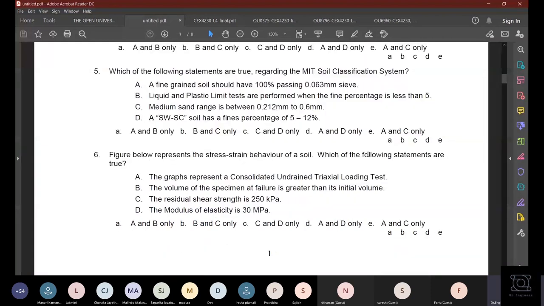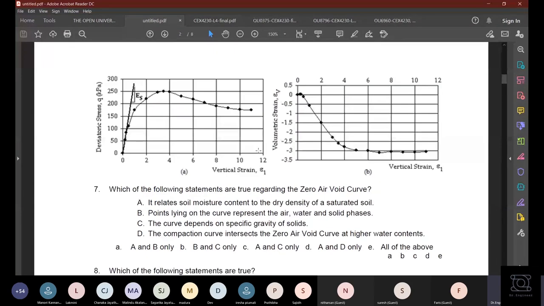The next statement is the residual shear strength is 250. If you see the first graph, the deviatoric stress versus vertical strain graph, the maximum stress it has obtained is 250. You can straightforwardly see it. So statement C is correct.